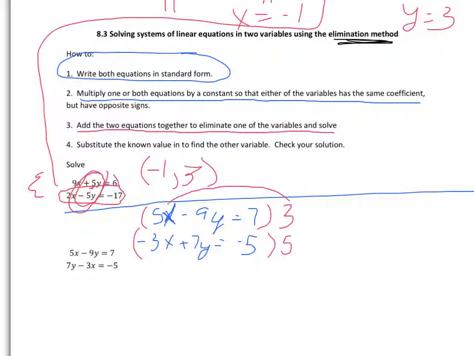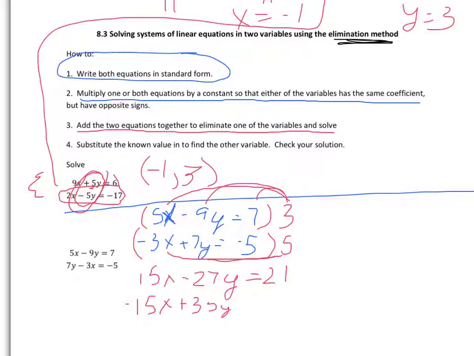So here we distribute. 3 times our 5x, that gives us 15x. Then we have 3 times negative 9y, that's negative 27y. 3 times 7, 21. Distributing down here, we have 5 times our negative 3x, that's negative 15x. 5 times our 7y, that's plus 35y. And 5 times negative 5 is negative 25.